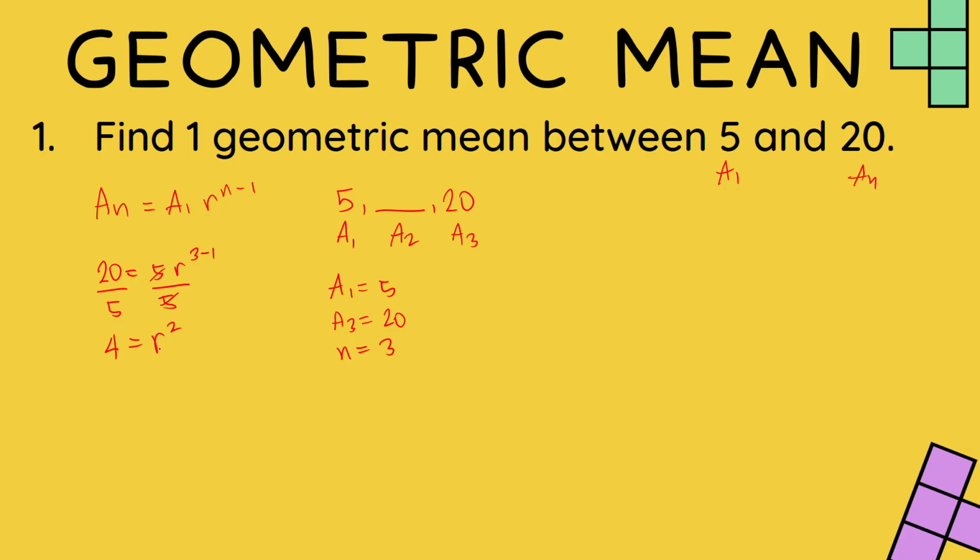So to solve for r only, we need to get the square root of both sides. So this would become r. This would become 2. So our common ratio is 2. So we need to multiply 5 by 2 and the missing number by 2 so that we could get 20. So 5 times 2 is 10. 10 times 2 is 20. So that is already our geometric mean.